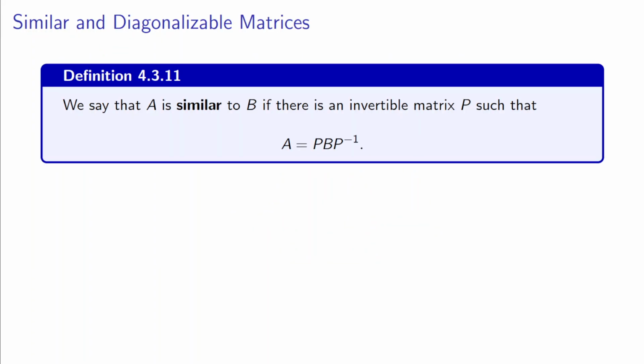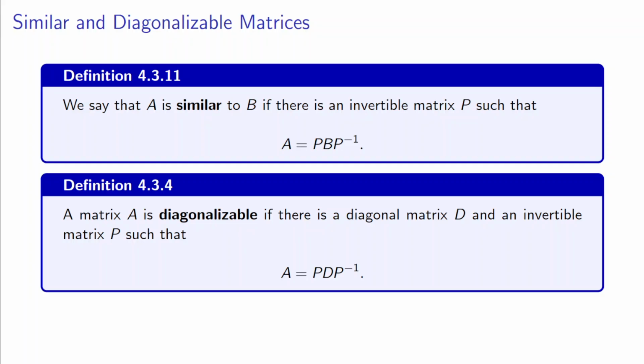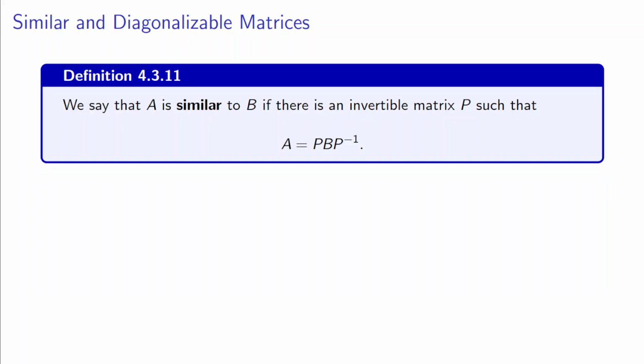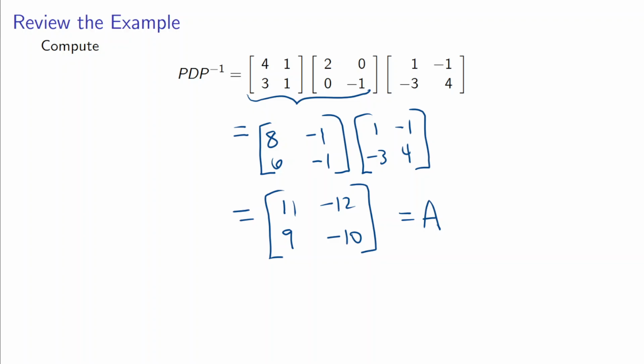All right, so a few definitions now, now that we have that example under our belt. To begin, we say that A is similar to B. These are going to be two matrices. If there is an invertible matrix P such that A equals P B P inverse. And this leads nicely into what it means to be diagonalizable. A matrix A is diagonalizable if there is a diagonal matrix D and an invertible matrix P such that A equals P D P inverse. That was exactly what happened over here, right? So A equals P D P inverse, and we'd say that A is diagonalizable.